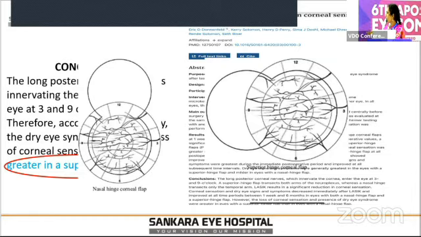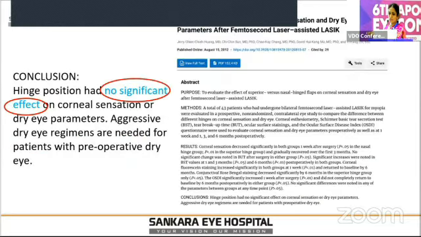Whereas in a nasal hinge flap, only the temporal corneal nerves have been denervated, and the preservation of the nasal nerves is said to cause less dry eye. Usually at the end of 3 months, this difference comes between nasal and superior flaps, where nasal will have less incidence of dry eyes. But at the end of 6 months, there is no significant effect of hinge position on corneal sensation or dry eye parameters. So aggressive dry eye regimens are needed for patients with preoperative dry eyes.